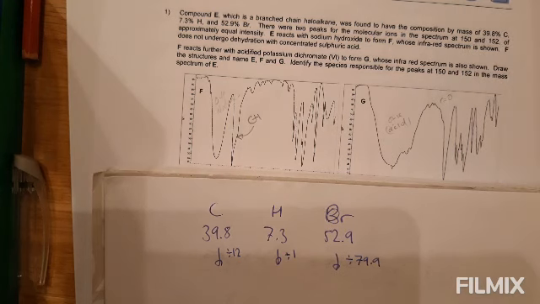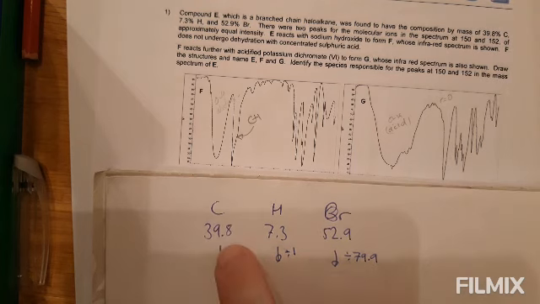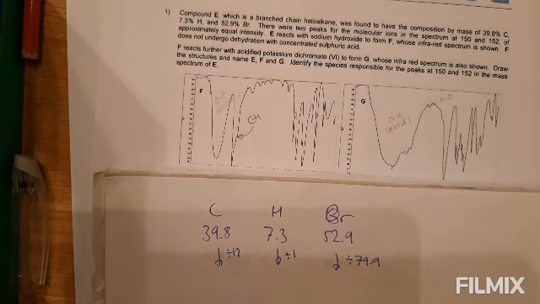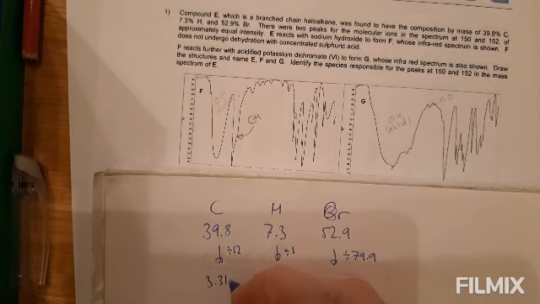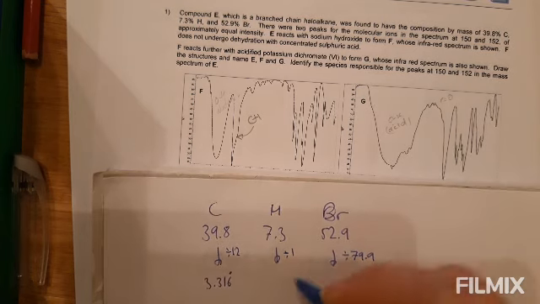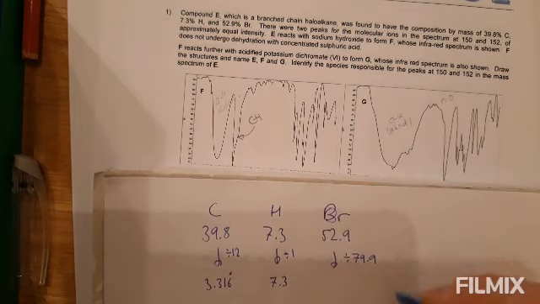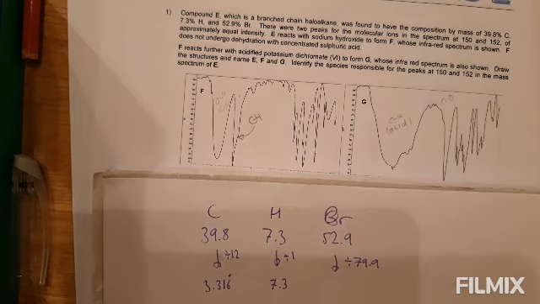This could be where I have to end the video. No, I'm in. Right, so what I'm going to do now is this sum: 39.8 divided by 12, 12.8 divided by 12, 3.31, 3.3166. 7.3 divided by 1, I can do that in my head. 52.9 divided by 79.9.